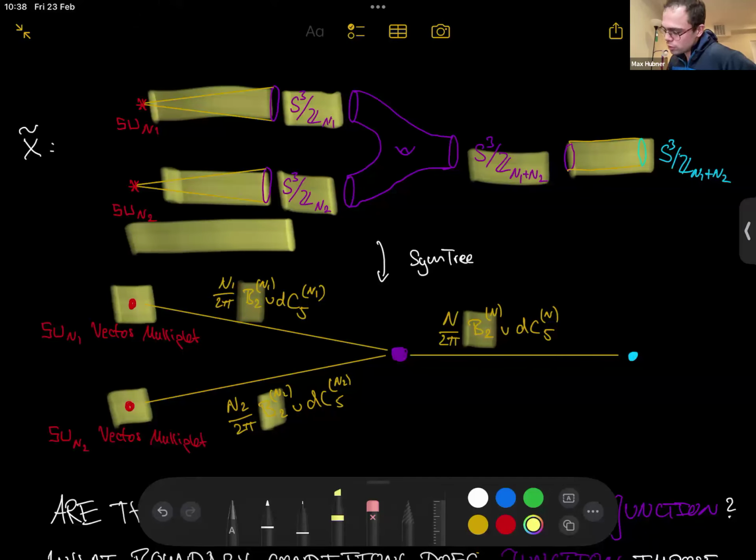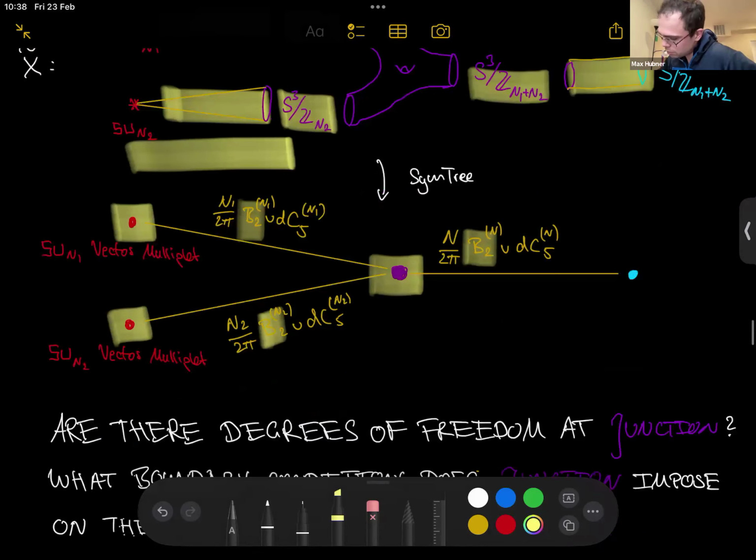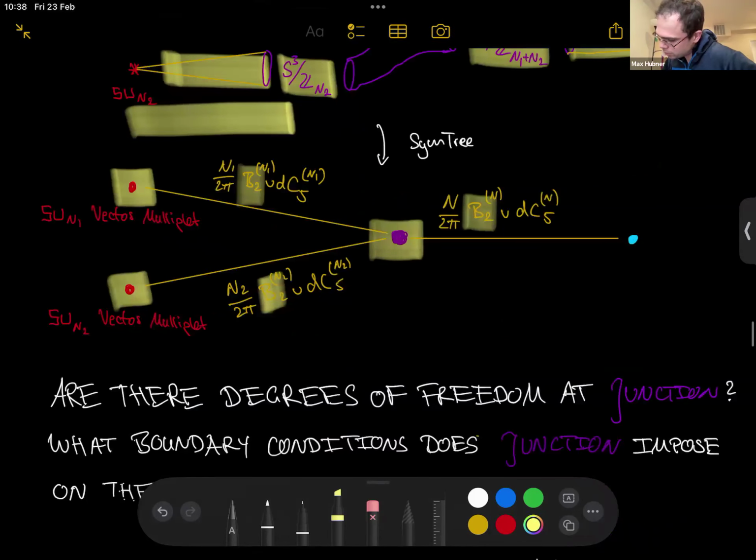And now the only thing to do is to tell you a bit more about what's happening at the junction. How do these TFT fields relate across the junction, and does the junction support any degrees of freedom? I think I've written these questions out here.